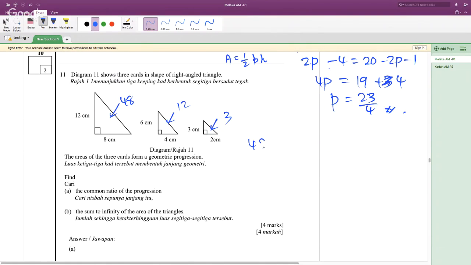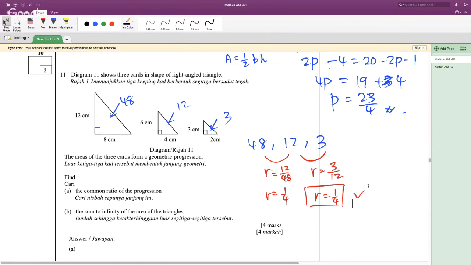So I will form a geometric progression as the question says. For geometric progression, the first thing is we try to find the ratio. Ratio is the second term divided by the first term. So it's basically 1/4. Then I will double check my ratio to see if it is correct or not. I will use the third term divided by the second term. So I get 1/4 as well. That means my ratio 1/4 is confirmed, is correct.